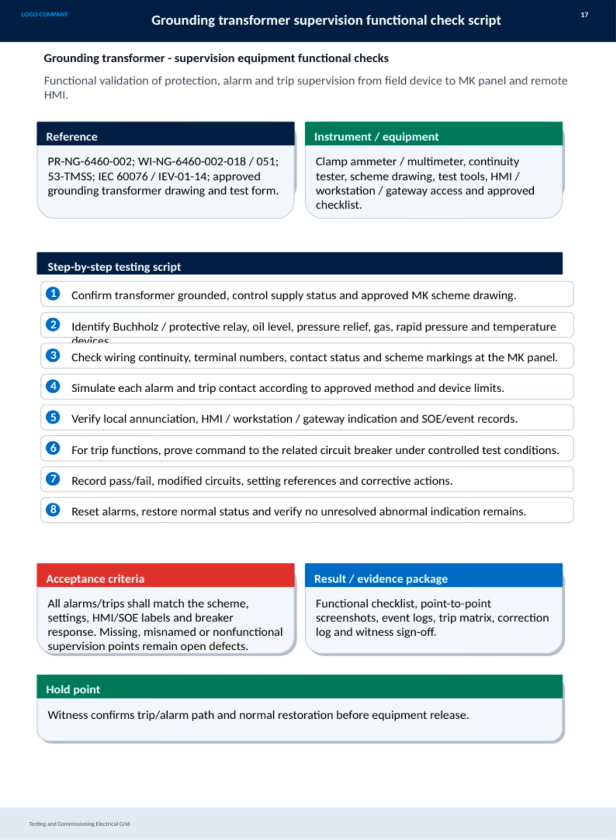Next, wiring continuity and scheme markings at the MK panel are thoroughly checked. We simulate each alarm and trip contact in line with approved methods and device limits to verify proper operation. Local enunciation, HMI or gateway indications, and event records are closely monitored to ensure accurate reporting. For trip functions, a command is proved to the related circuit breaker under controlled test conditions. All results are carefully recorded, including pass or fail status, circuit modifications, and corrective actions.